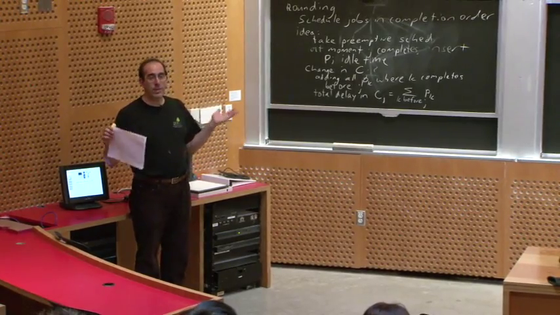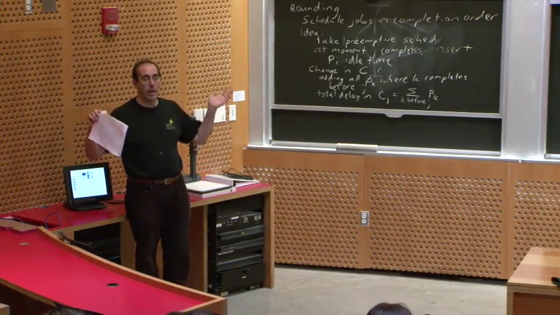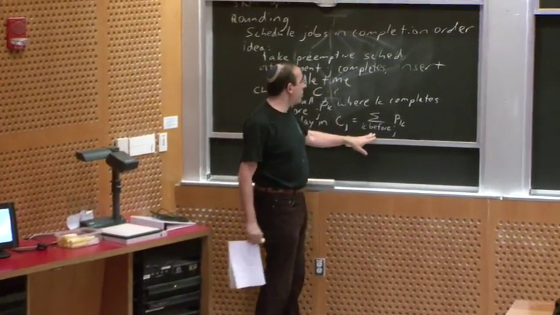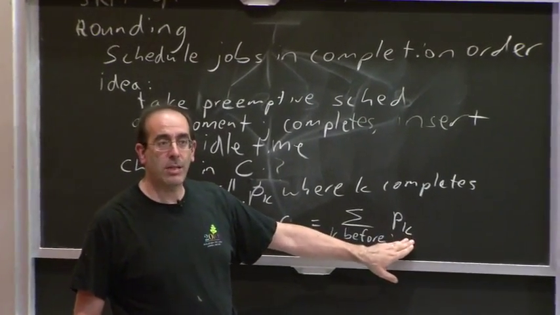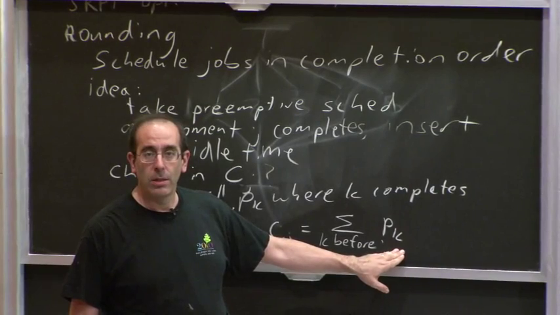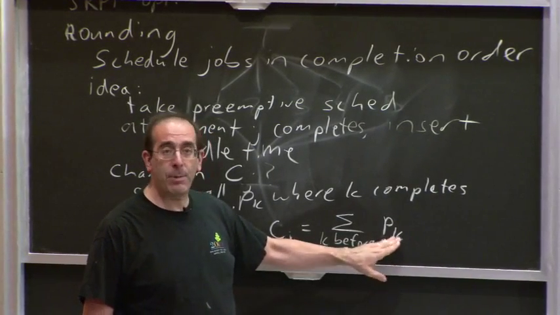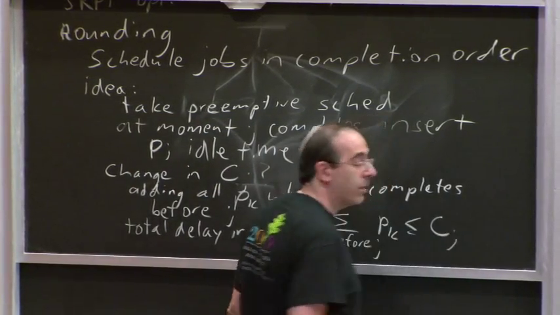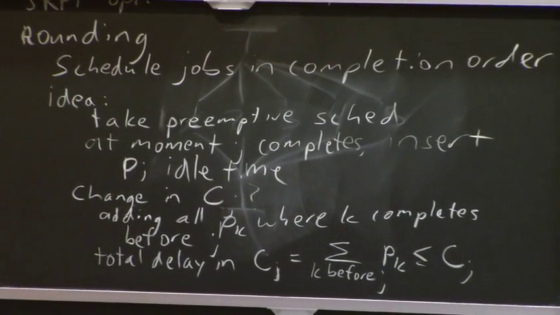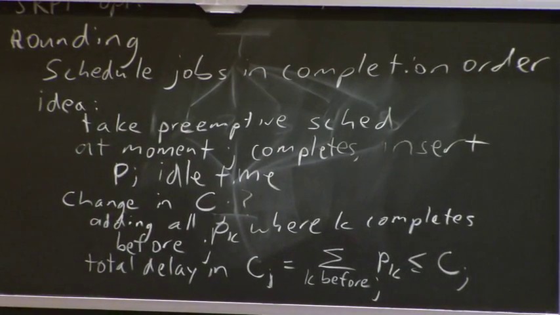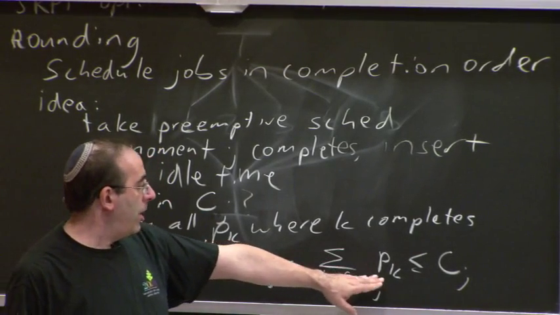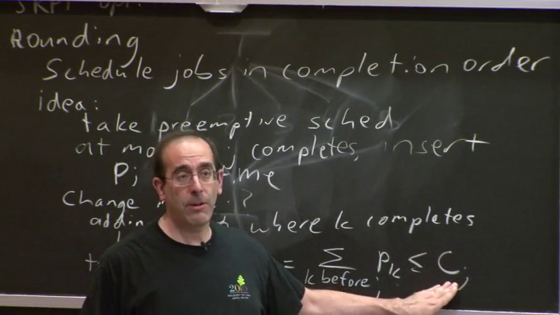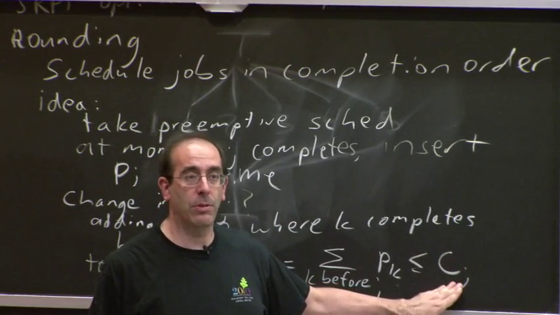Well, even in the preemptive schedule, if they finished before job J, it must mean that all of their computation got done before job J. So in the preemptive schedule, this much processing happened before job J. And if this much processing happened before job J finished, that means that this total amount of time must be less than or equal to the completion time of job J. And so that's the key of the argument: the amount of delay that I'm introducing in job J by going to a non-preemptive schedule is bounded by the total amount of processing that happened before job J in the preemptive schedule.